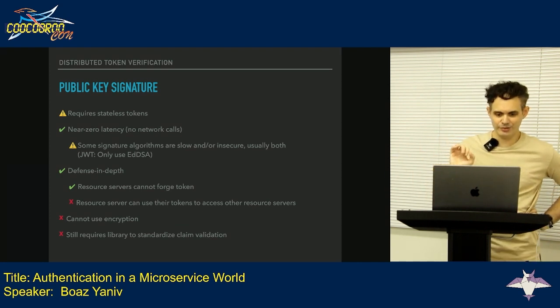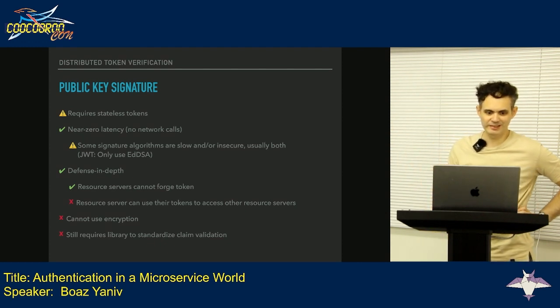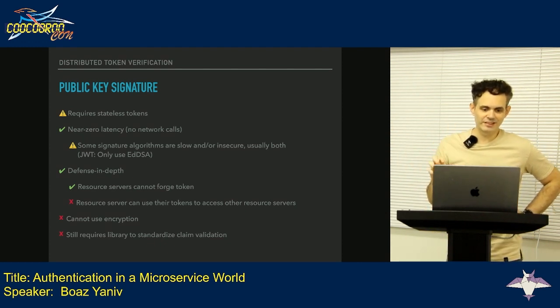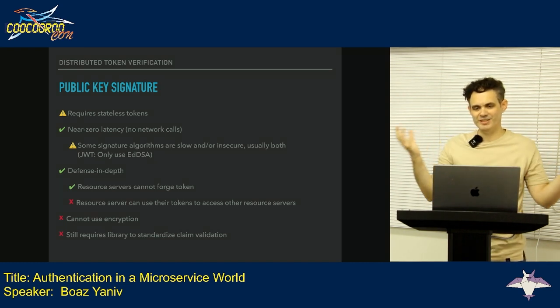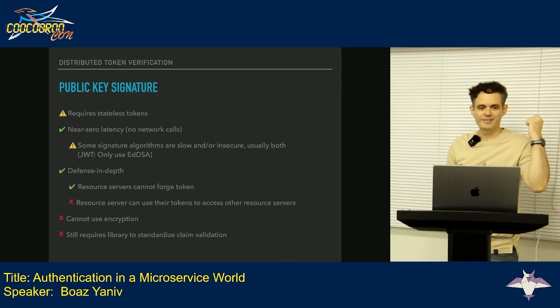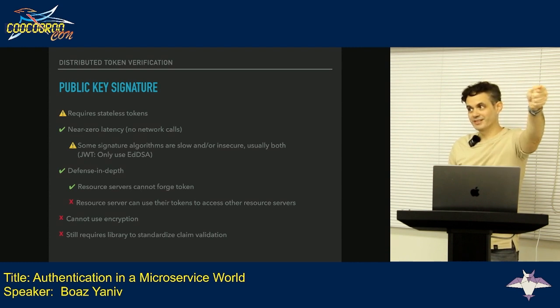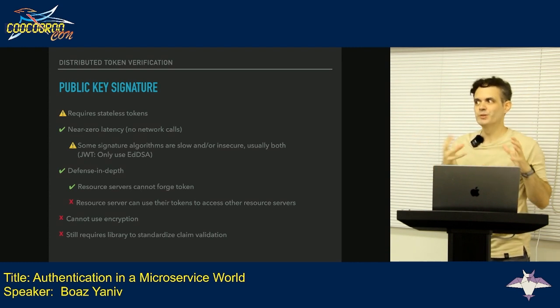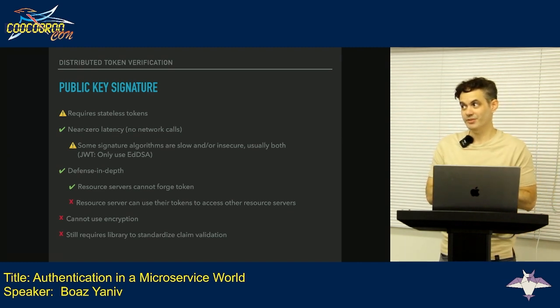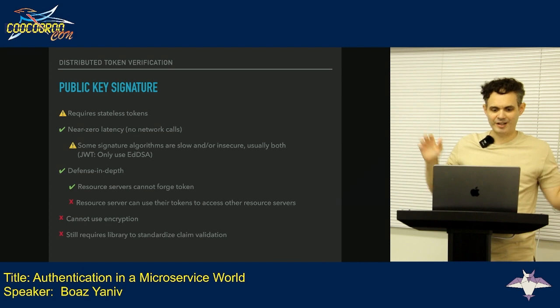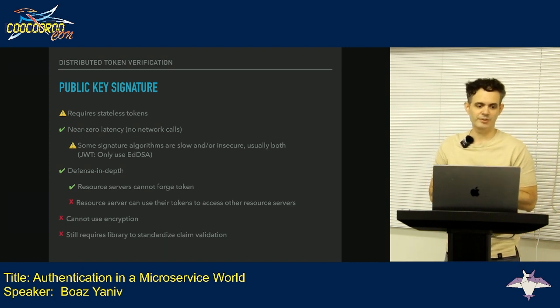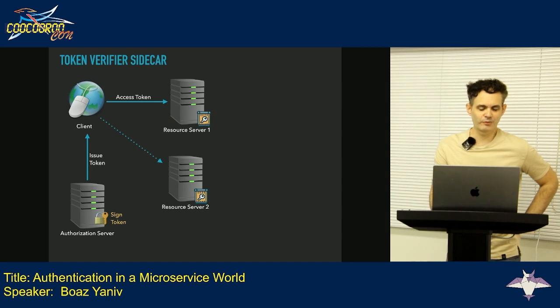But you still have an issue, which you have with other options as well, is that the resource servers can reuse the token because they receive the same token. The token is the same. We say everything is a logical resource server. So the resource servers can still use their token to access other servers because it's all the same token. We don't really constrain this token to a certain service, and that's an issue. We cannot use encryption with this because it's a public key, and this is still something that requires a library.